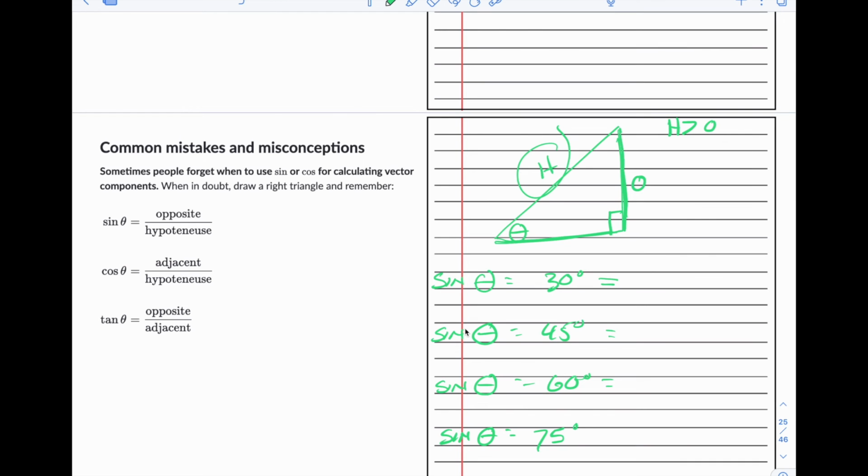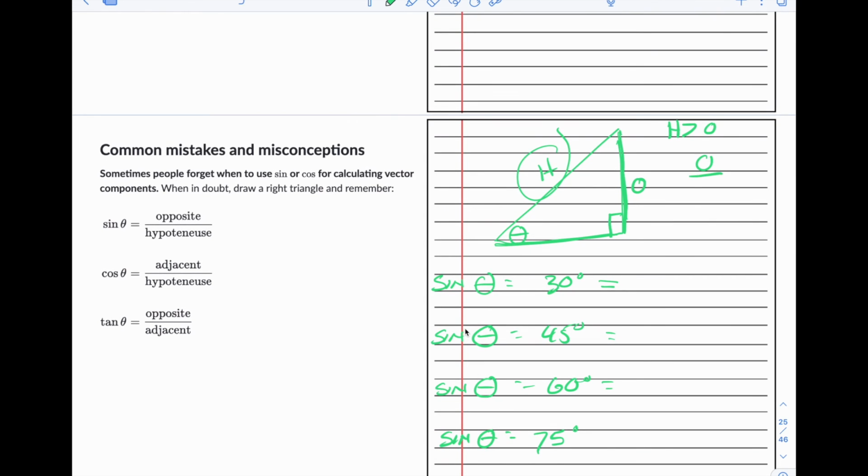So if it's opposite over hypotenuse, which is a small number over a big number, we know that this value has to be less than 0. Not less than 0, less than 1, sorry. It's always going to be less than 1. A small number over a big number.